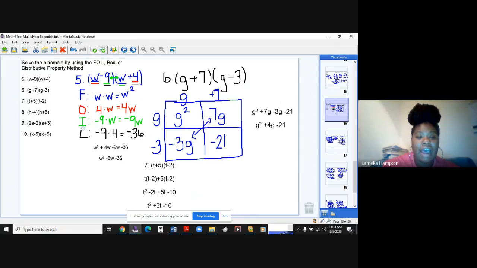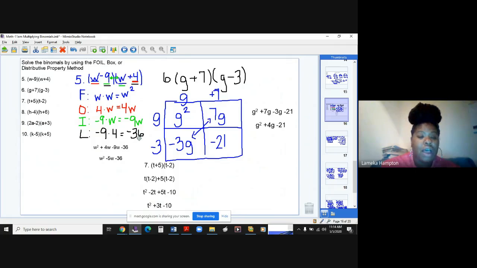Then I have I, which is inner, and is represented by the color green. As you can see, I color coordinated these so that way you can see what terms and numbers you multiply. Inner stands for I, and I multiplied the -9 times the W because these two are the inner terms of the FOIL method. And then it gave me -9W. And then L, which is in black, stands for last, and I multiplied my last terms in the binomial, which was -9 times +4. All right, and that gave me -36.